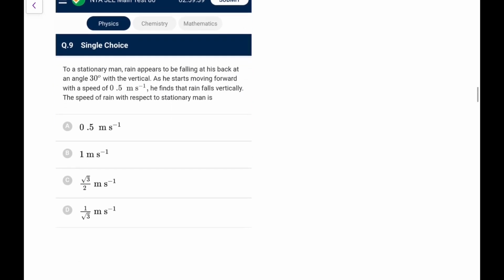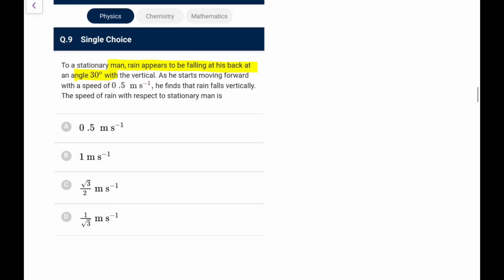Next, to a stationary person, rain appears to be falling at his back at 30 degree to the vertical. If he starts moving with the speed 0.5 meter per second, he finds that rain falls vertically. So this is actually the velocity of rain when the man was stationary. It is at 30 degree. Now it moves, he finds it to be vertical. Let's say it moves forward. Now we have to find VRM. So VRM would be VR minus VM. So this is VM, and now it becomes vertical as per this question.